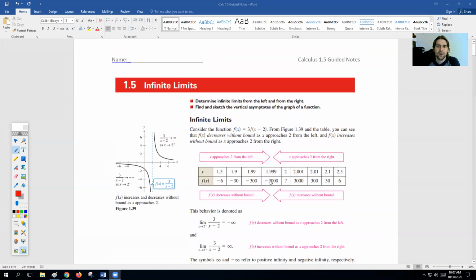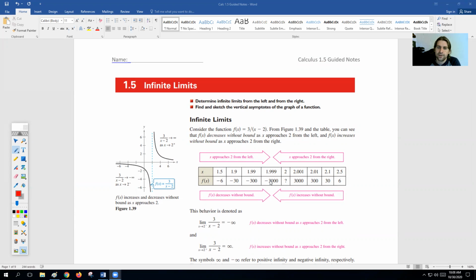So I'm here to help you out with the 1.5 notes. This is going to be a fairly quick section because we're not going to get into all the crazy little things that could happen, but we're just going to focus on what happens the majority of the time. What we're going to look at are what's known as infinite limits.